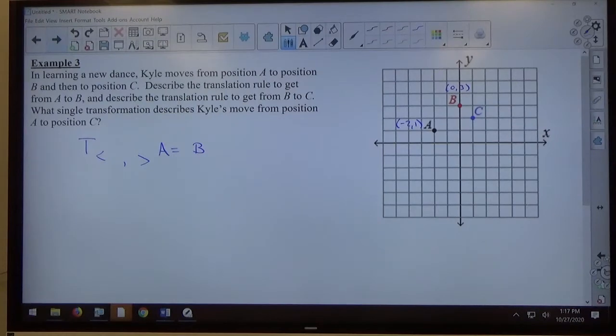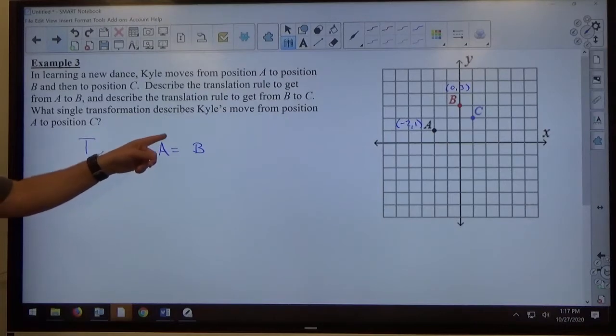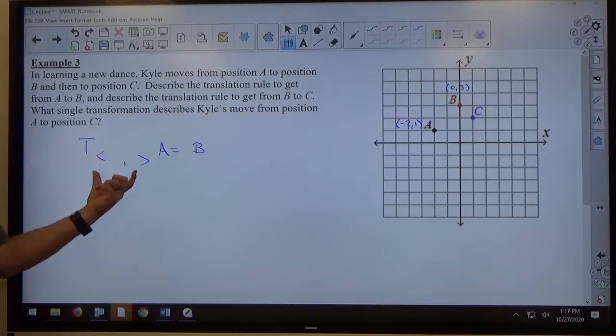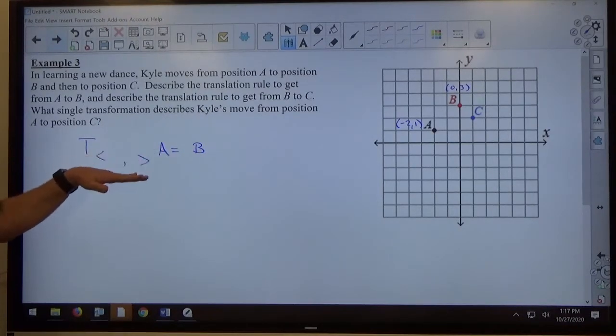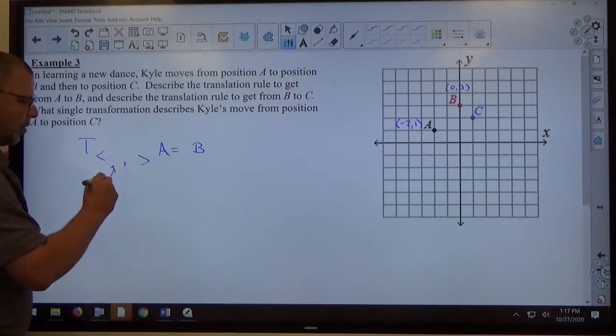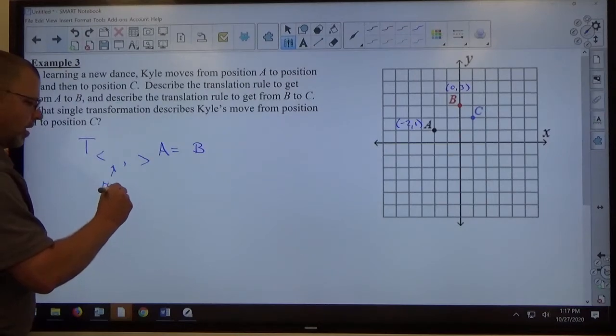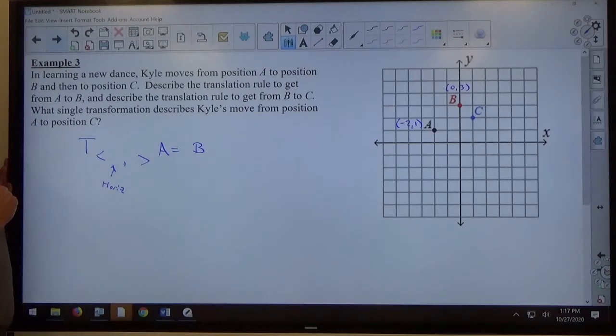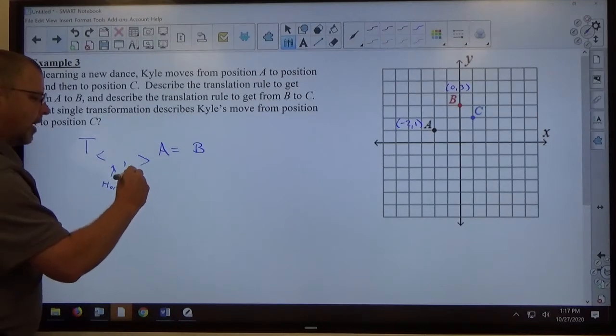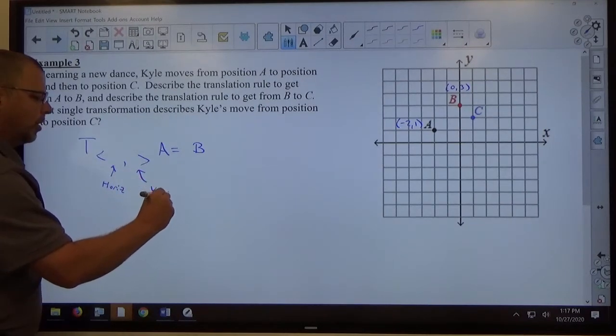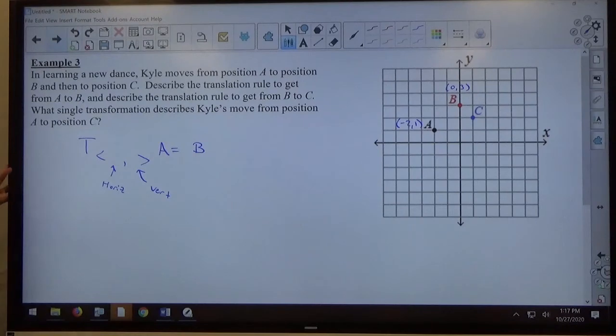Right, so that's how we write a translation rule. Capital T for translation. Here's what we're translating, here's what we're translating it to, and this is how we're translating it. And what I put in there is how we're moving to get from A to B. The first number is my horizontal movement. It's a positive or negative number based on which direction I'm moving, left or right. And the second number is the vertical movement, which is also positive or negative depending on direction, up or down.